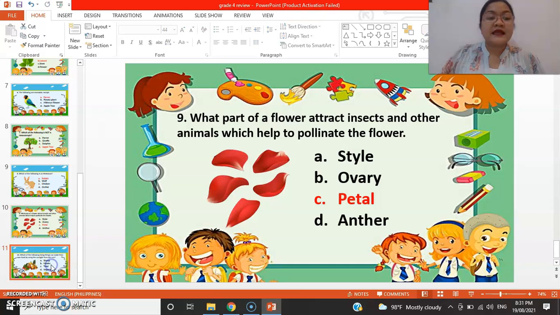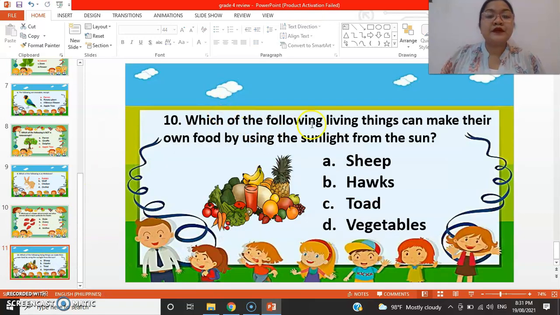And last number 10. So which of the following living things can make their own food by using sunlight from the sun? Which of the following living things can make their own food using the sunlight from the sun? Letter A, sheep. Letter B, hawks. Letter C, toad. Or letter D, vegetables.